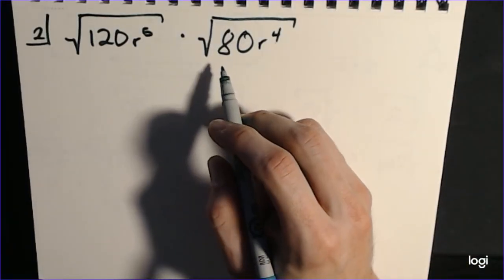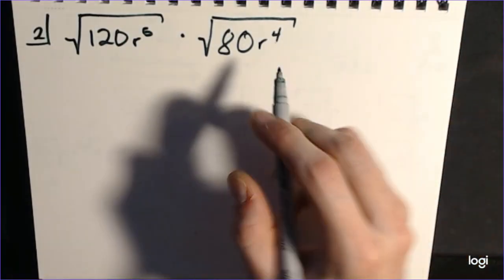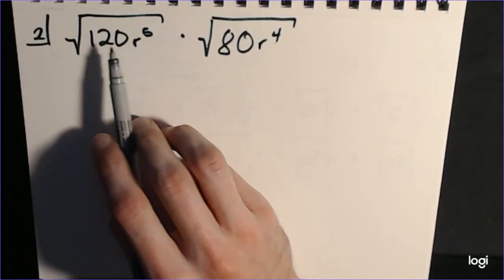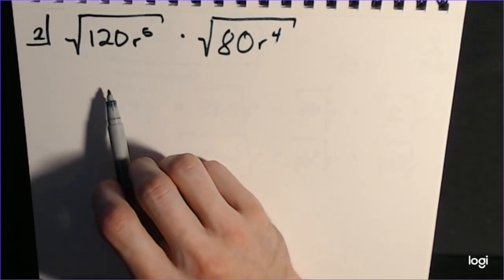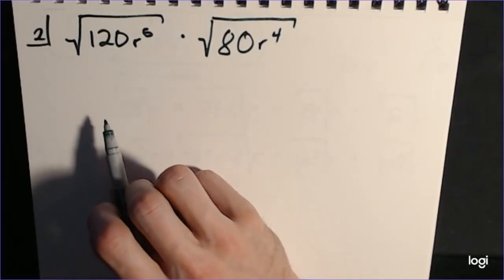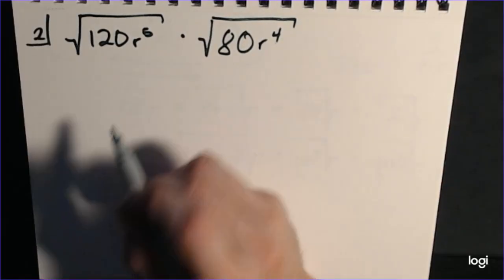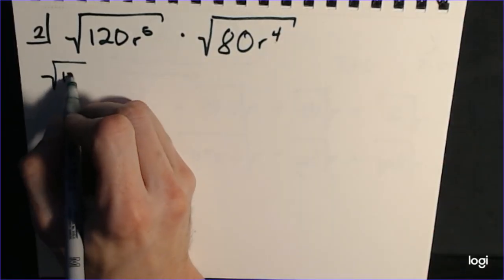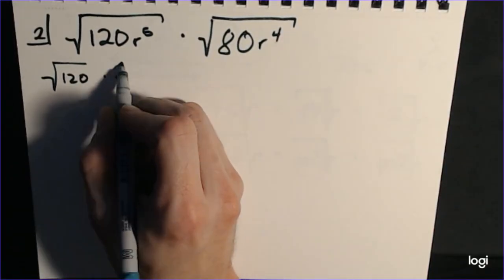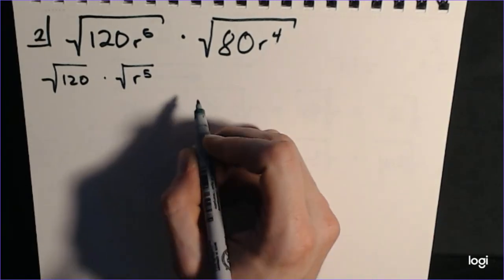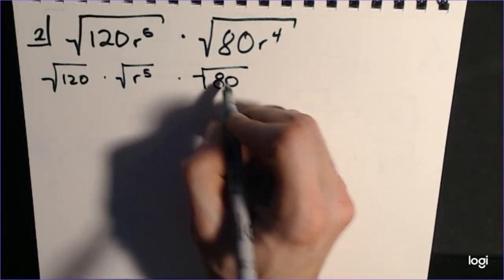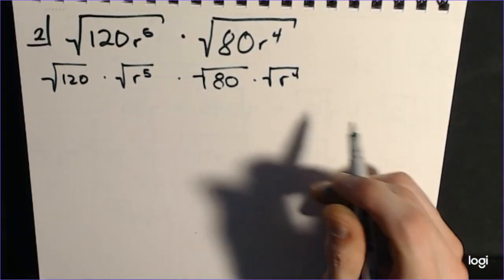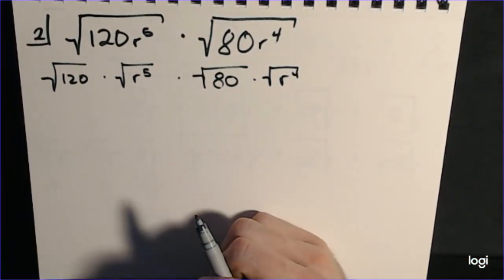120 and 80, we need to break those down. Just like before, because we have two things that are multiplied together, 120 times r to the 5th power, we can separate them and treat them individually. I'm not recommending all of the time to write out every single line, break this into the square root of 120 times the square root of r to the 5th power times the square root of 80 times the square root of r to the 4th power. This might make it easier for you, and if this does, absolutely do it.